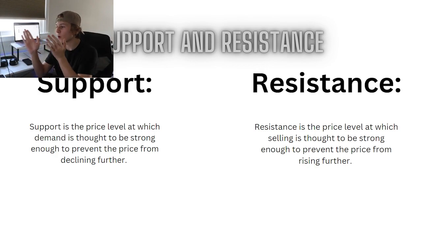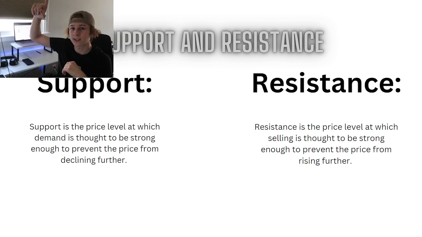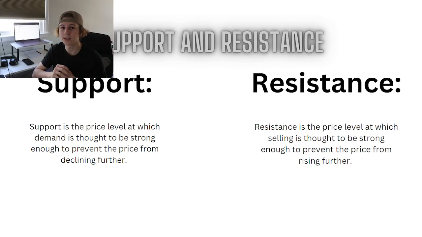Resistance is the price level at which selling is thought to be strong enough to prevent the price from rising even further. Meaning the same exact concept. When the price is rising, there are sellers that come in and take the price right back down at a very specific price. This is called a reversal, and this is also called support and resistance. Now, this is very key because if you start to understand support and resistance enough, you are going to be able to make trades directly based off of support and resistance.